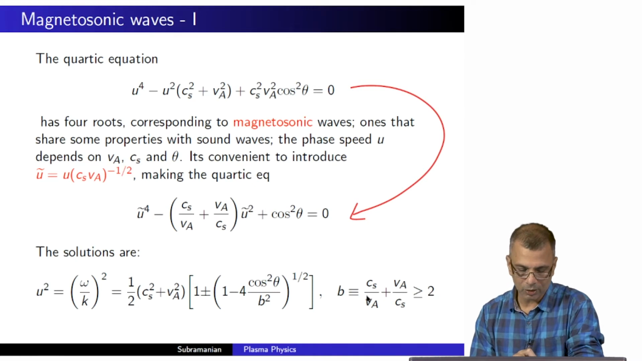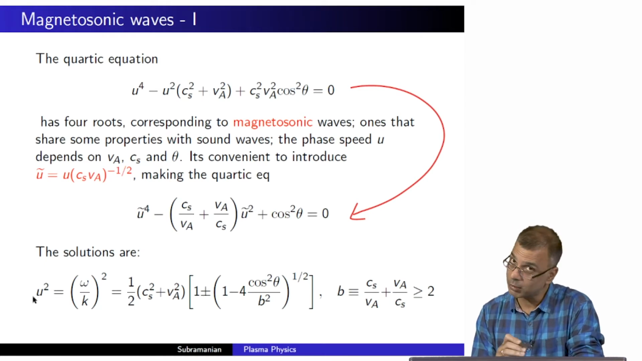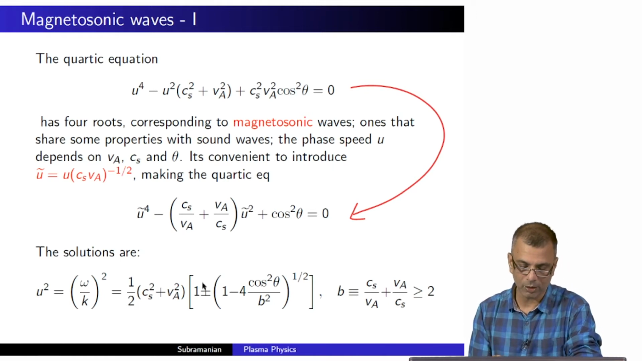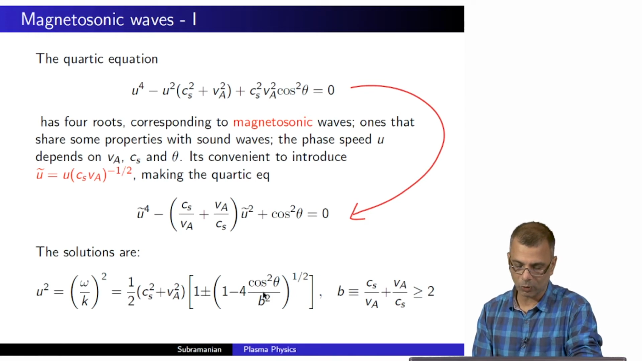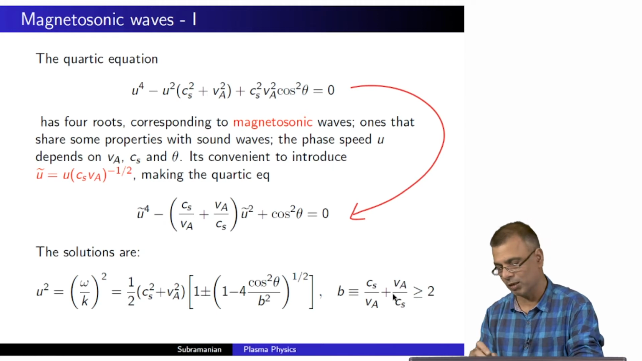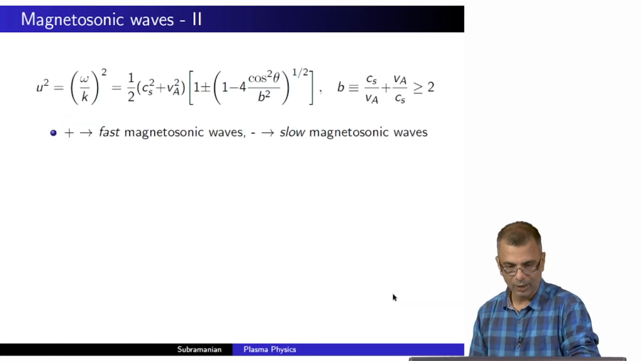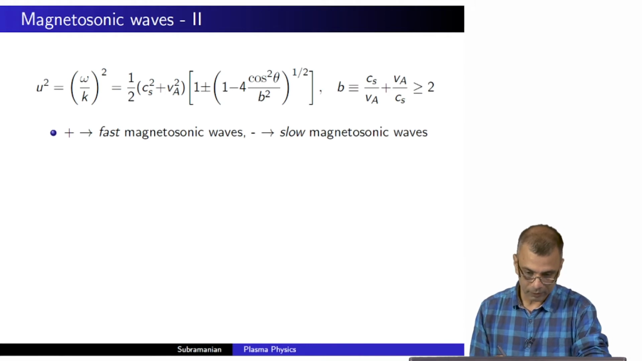All right. So there are 2 roots corresponding to u plus and u minus, roots for u squared. Okay, not just for u. The roots for u squared themselves are double valued. Okay, you can have a plus branch and a minus branch, where this quantity b is defined by cs over Va plus Va over cs. Okay, so this is a little complicated, so I'll repeat this in the next slide. Right. This is what that equation looks like.